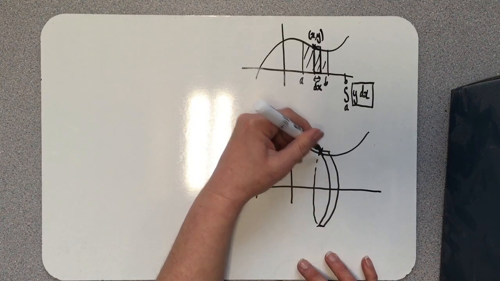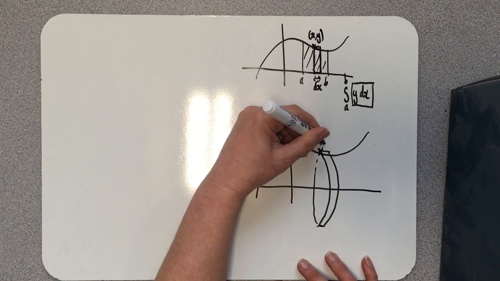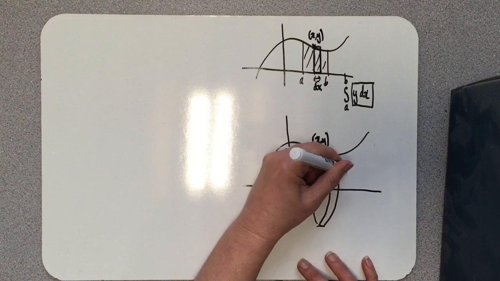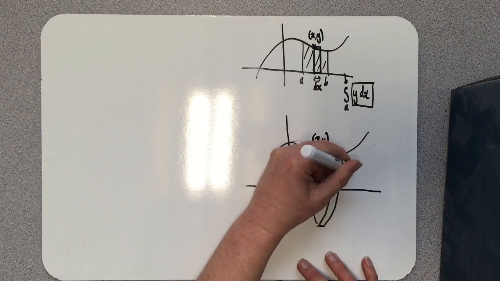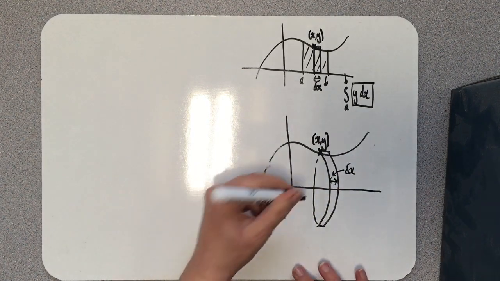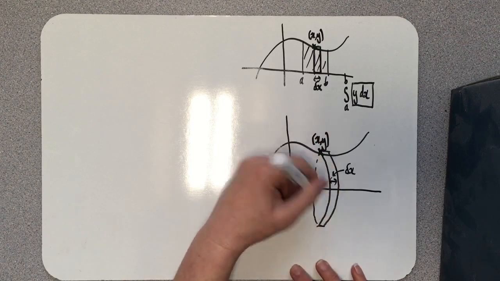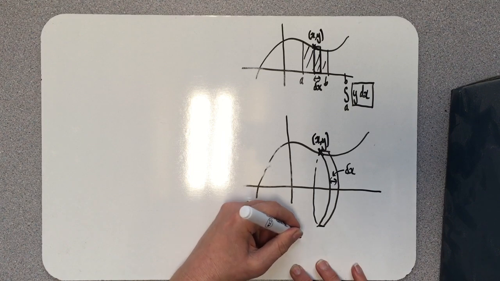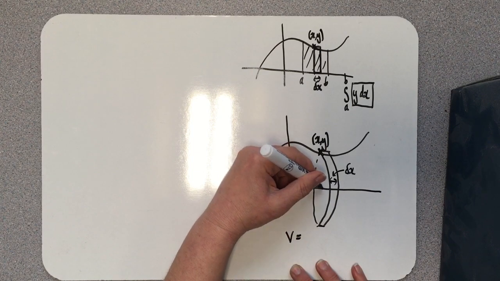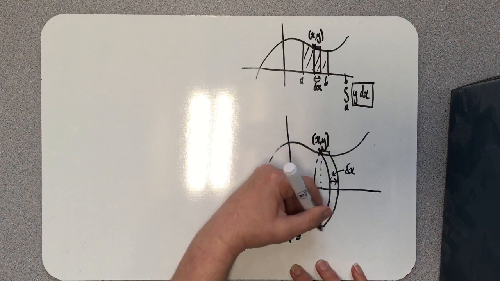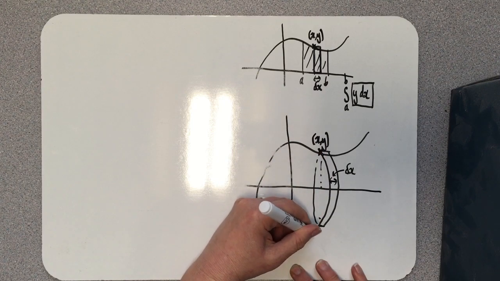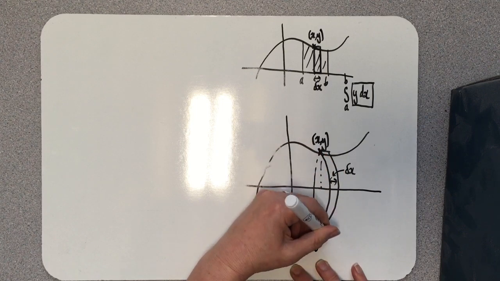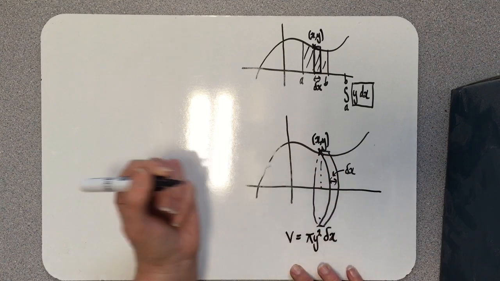Again, if this is (x, y), width across here, delta x, then the volume of that cylinder, or cylindrical strip, V, is equal to pi y squared, so that's the area of that circle, times the height, which is delta x.